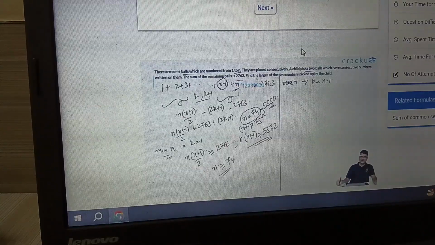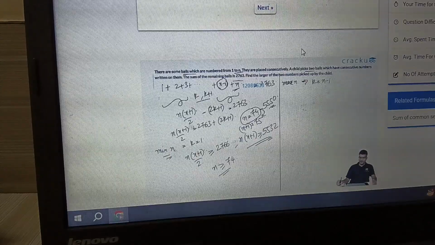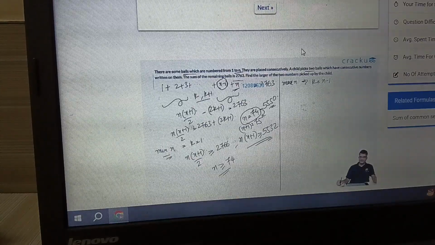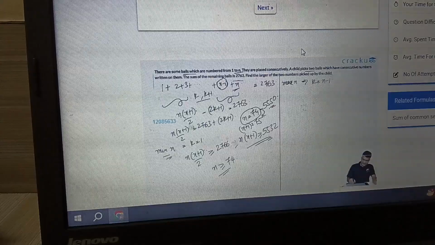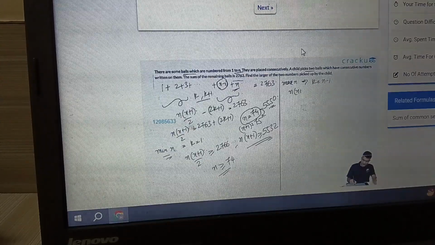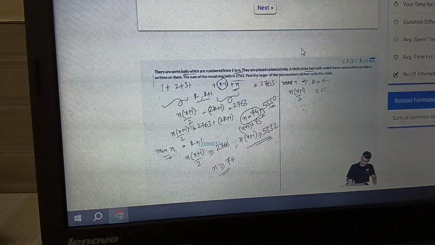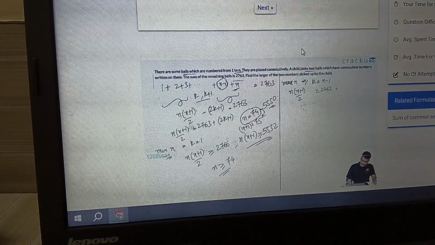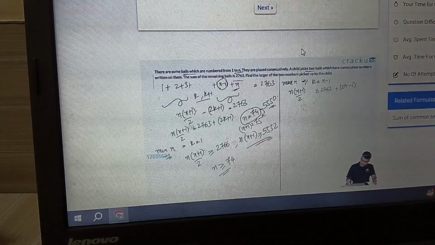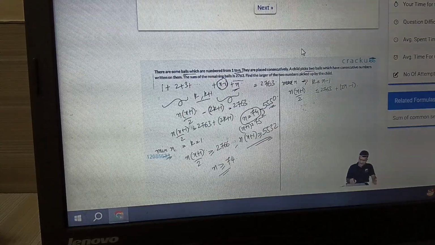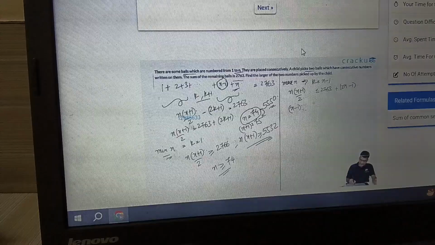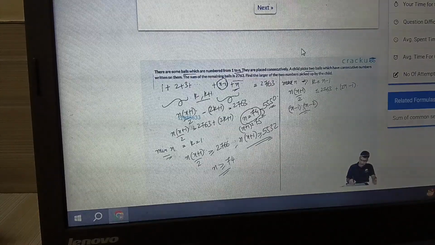Now when you substitute the value of k to be equal to n minus 1, you are maximizing n. What is the maximum value of n that is possible? We will again use this. n into n plus 1 by 2 is less than or equal to 2763 plus 2n minus 1. You can simplify this and take it to the left hand side. You will figure out that this is equal to n minus 1 into n minus 2 by 2.